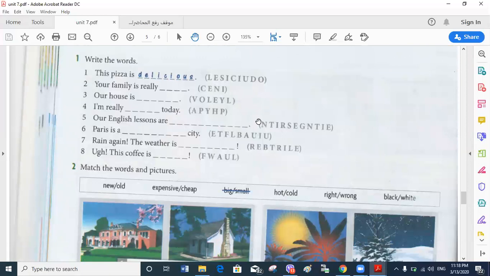Now, we use some adjectives, and the goal of this is to know these adjectives. Like, the pizza is delicious. Now, what's the answer for number 2? You can arrange these letters to make the correct word. Your family is really nice, N-I-C-E. Or our house is lovely. You can arrange these letters to make lovely. And also for the rest, you can arrange them to get the correct adjective to match the sentence.